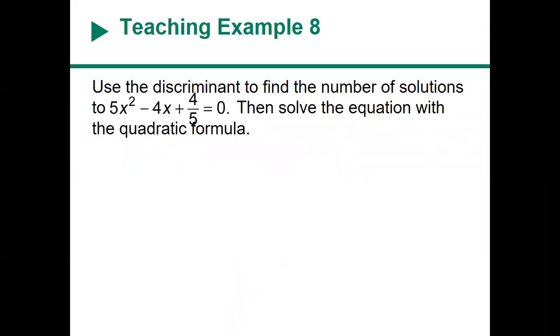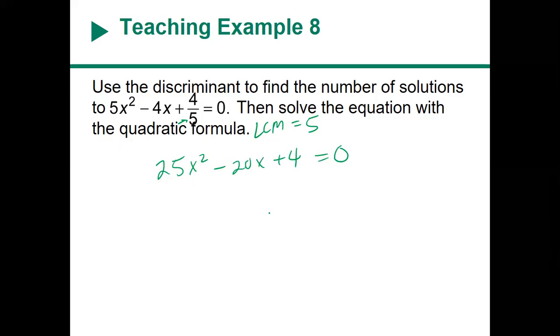All right, what happens when you are working with a fraction? So here we have 5x squared minus 4x plus 4/5 equals 0. When you have a fraction, you want to multiply everything by the least common multiple. And luckily I only have 1, so my LCM is 5. So I'm going to multiply everything by 5. And that's going to give me 25x squared minus 20x plus 4 equals 0.